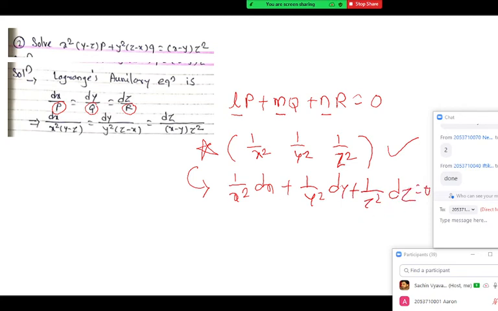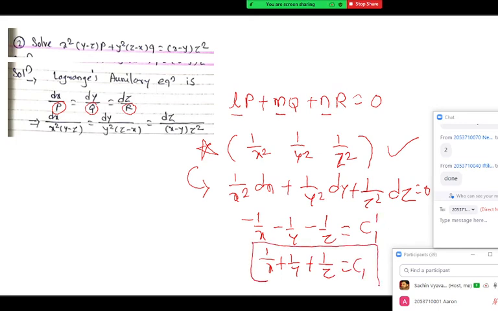And now if we integrate this, we get the answer. What is the integration of 1 upon x square? Minus 1 by x, minus 1 by y, minus 1 by z, and that is a c1. So I will say 1 by x plus 1 by y plus 1 by z is a c1. Okay, I will take c1 dash as c1. So we got one solution.